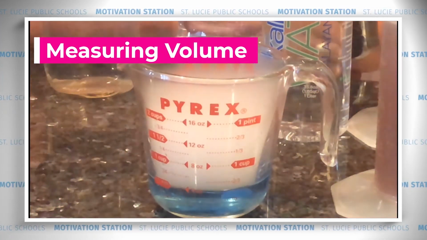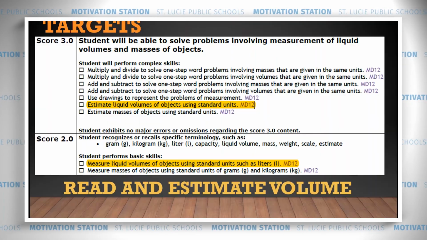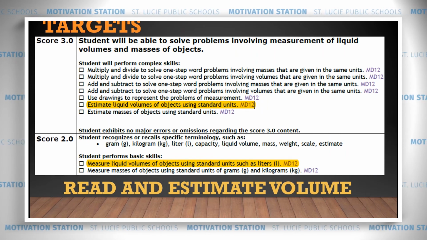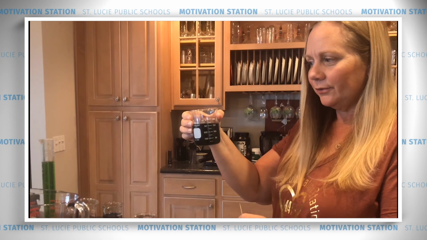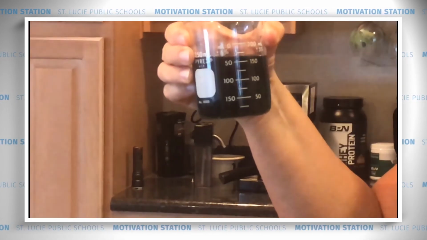All right, back to volume today. The targets we're going to work on today are going to be reading and estimating volume. When we're reading volume of a liquid in a container, there are several steps to follow. The first thing we need to do is determine the scale on the container.